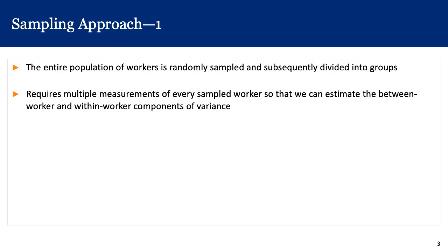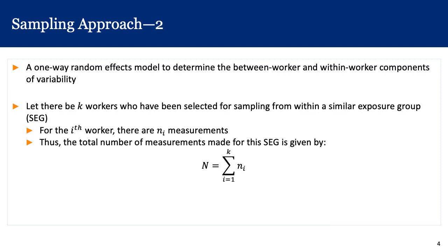In this approach, the entire population of workers, irrespective of the task or job they're doing, is randomly sampled. And only after that, and only on the basis of the measurements, are they subsequently divided into similar groups. This requires multiple measurements of every sampled worker so that we can estimate the between and within worker components of variance. Let's discuss this approach a little bit more in depth and quantitatively.